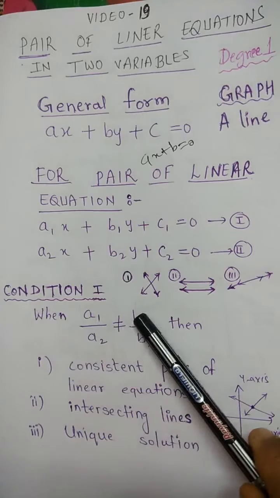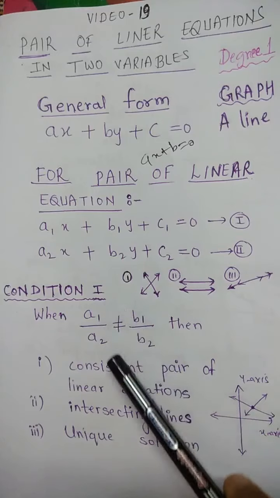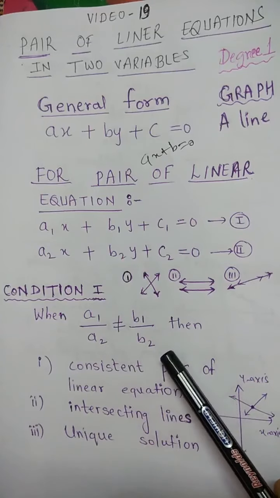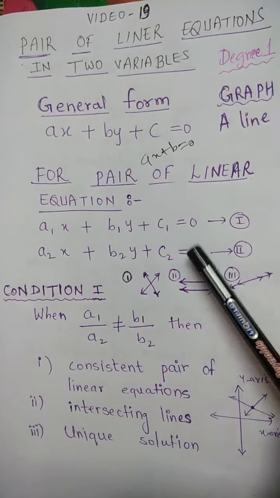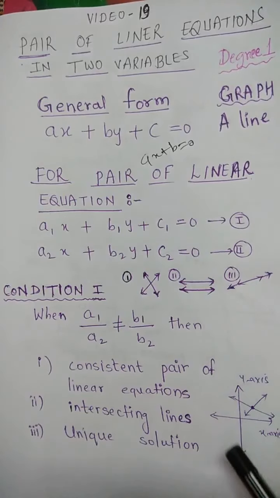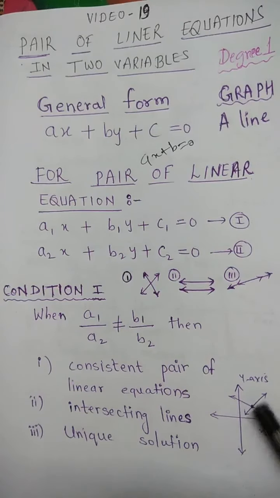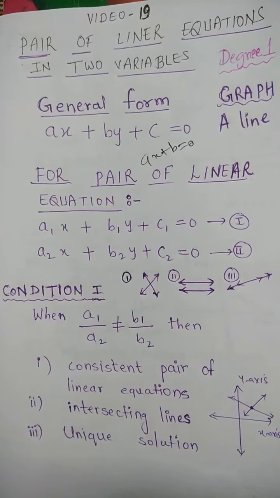So the condition 1 for intersecting line is a1 upon a2 not equal to b1 upon b2. If we get this, then you can say that this is consistent pair of linear equations, or you understand that these are intersecting lines and they have unique solution, because intersecting lines have unique solution means there is only one point which is common in both the lines. So you will have one and only one solution for these intersecting lines.